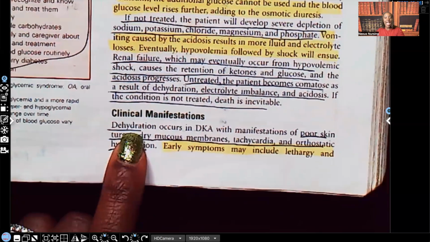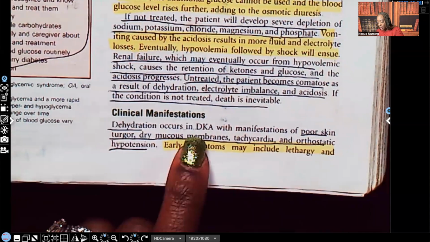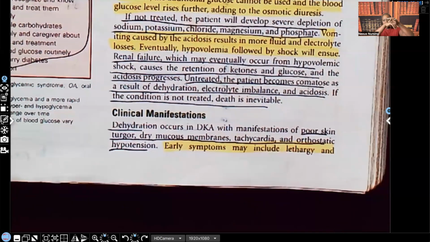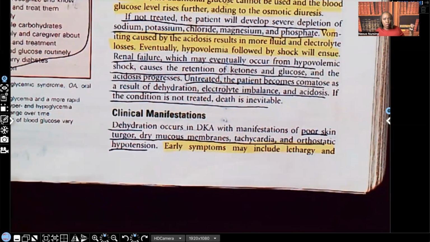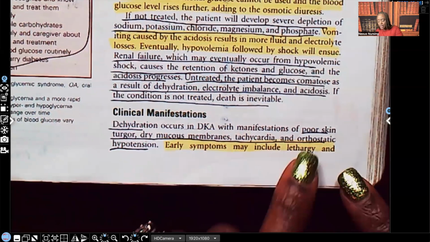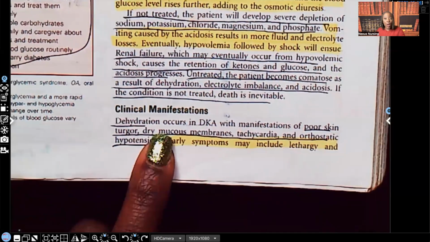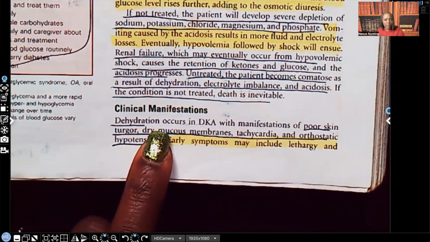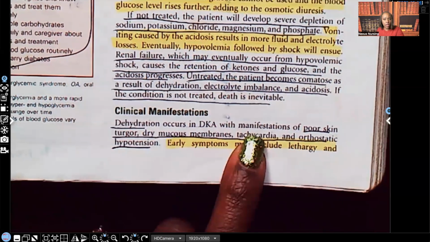Dehydration occurs in DKA with manifestations of poor skin turgor. You know, when you check that patient's skin, it's supposed to be less than 3, right? It's not supposed to be 10. It's not supposed to be more than 3. So we're going to see poor skin turgor, dry mucous membranes. Instead of those mucous membranes being nice and moist, they're going to be dry. Heart rate's going to go up.